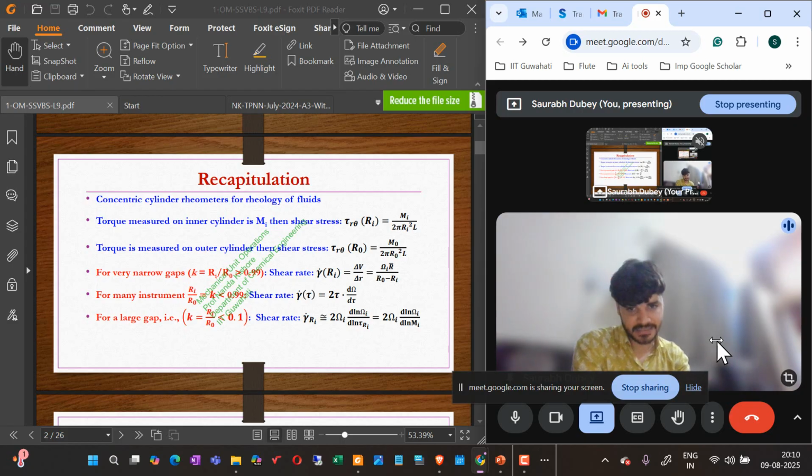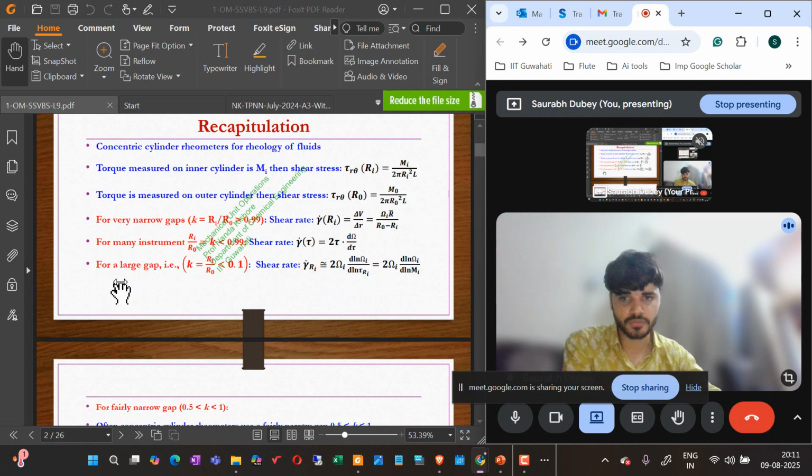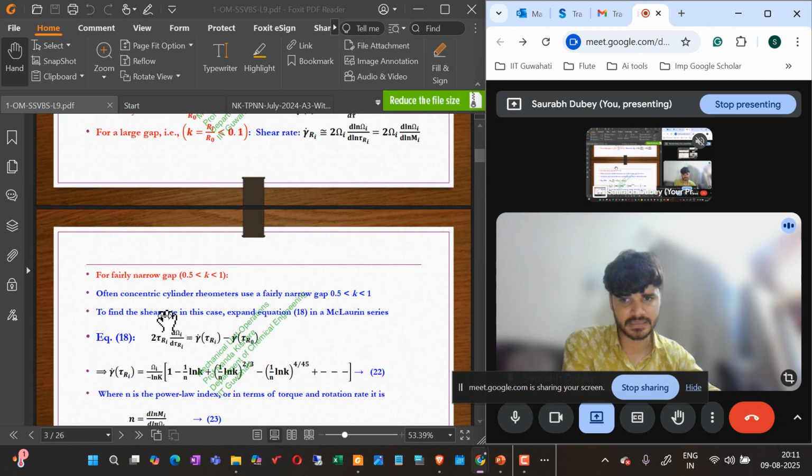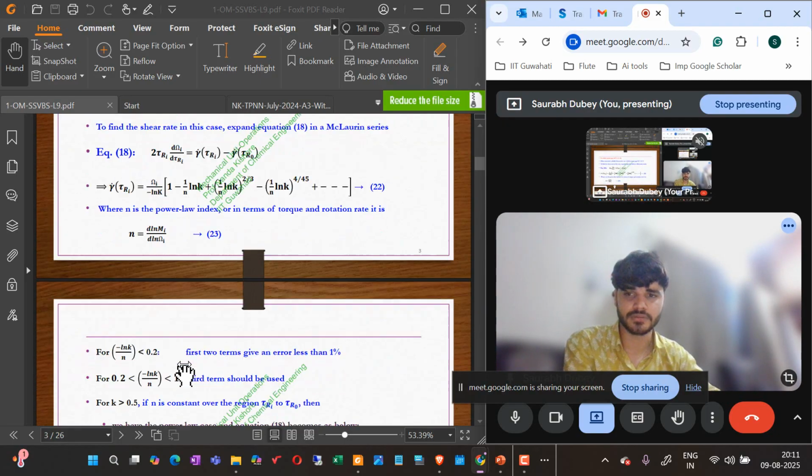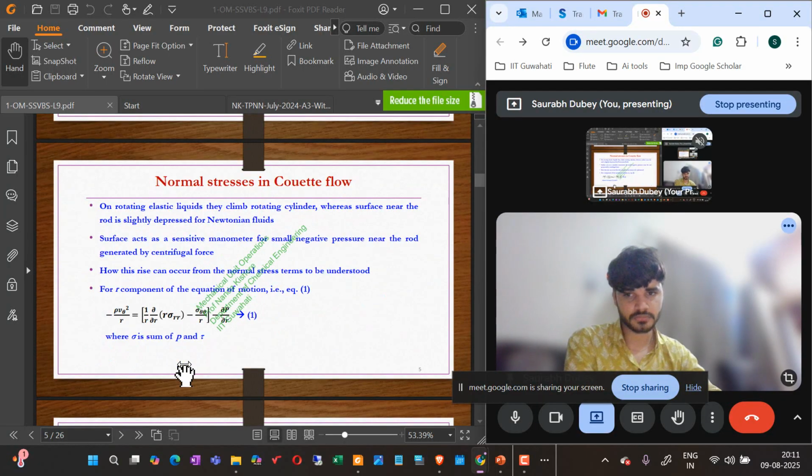What shear rate expressions are you going to use? The shear stress expressions remain the same, right? And sometimes you have to go for graphical measurement, and that's for the fairly narrow gap, which is 0.5 to 1. What approach are you going to use to calculate this?